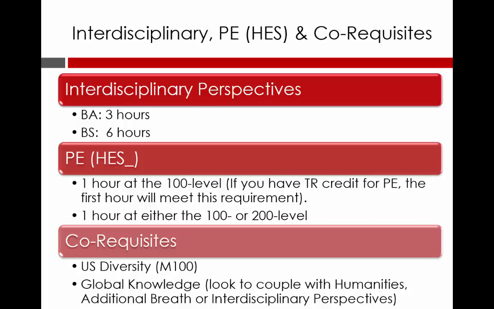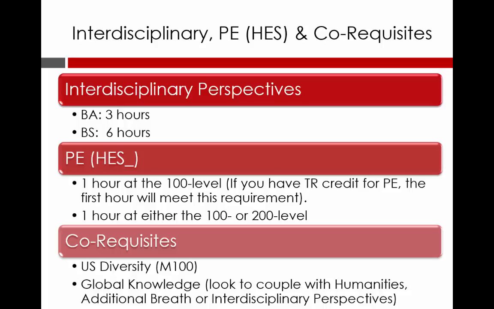The next section we will discuss is the Co-Requisites section. Co-requisites are requirements that can be coupled with other course requirements. While M100 is not specifically required for the Economics BS majors, it is the only 1-hour credit class that you can take to satisfy your U.S. Diversity co-requisite. Your second co-requisite is the Global Knowledge requirement.